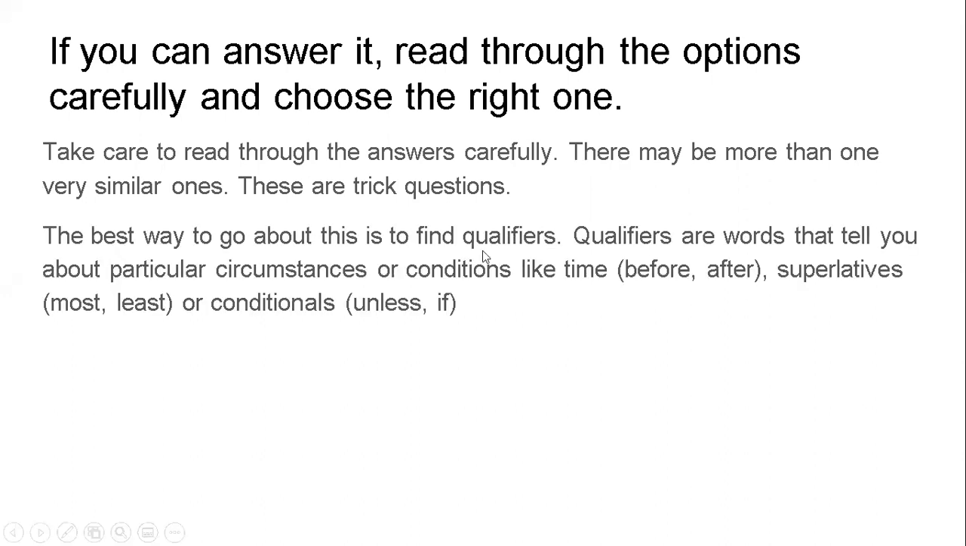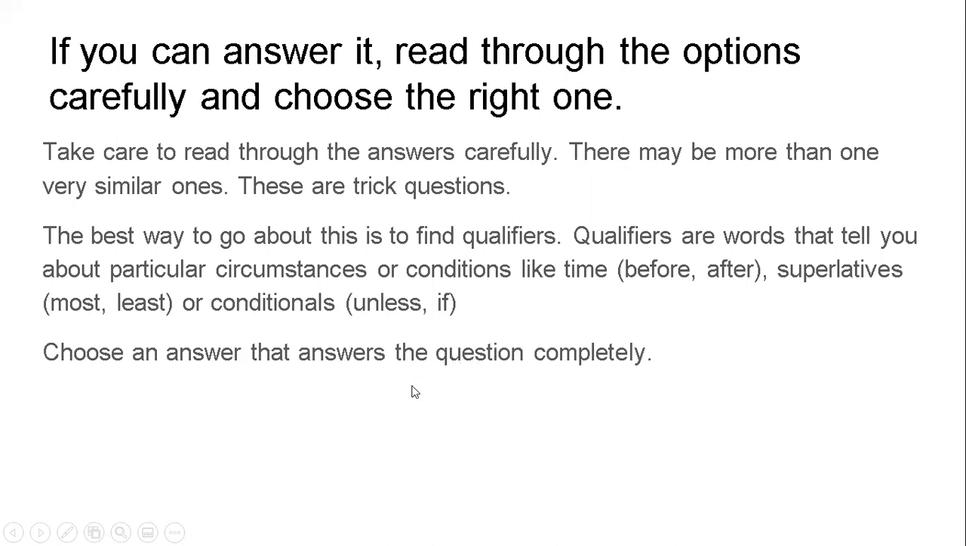The best way to go about this is to find qualifiers. Now, what are qualifiers? Qualifiers are words that tell you about particular circumstances or conditions, like time, before, after, or superlatives like most, least, or conditionals like unless, if. So, look for these kind of words. It will help you to choose the right option. Choose an answer that answers the question completely. Look at your option very carefully and pick an option that can answer the question thoroughly, completely.